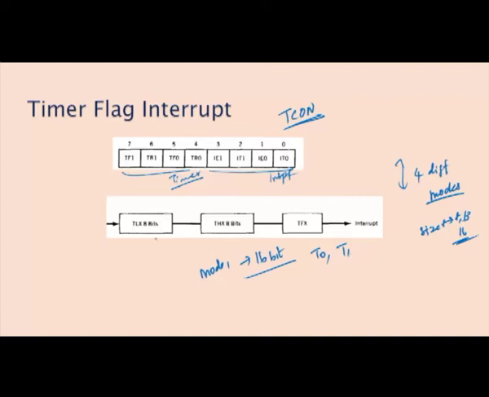Suppose I initialize the value as 0000. This value starts, and now it will increase until it reaches FFFF, which is the maximum value. When the value changes from FFFF to 0000, at that time the timer flag will be set. When the timer flag is set, it automatically interrupts the 8051 controller. So it indicates that a timer overflow has occurred.